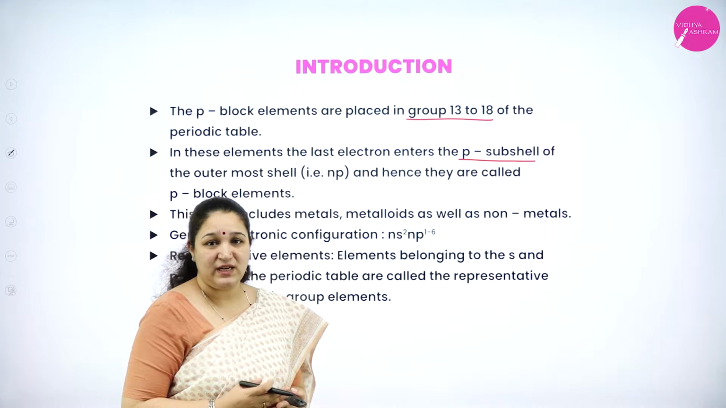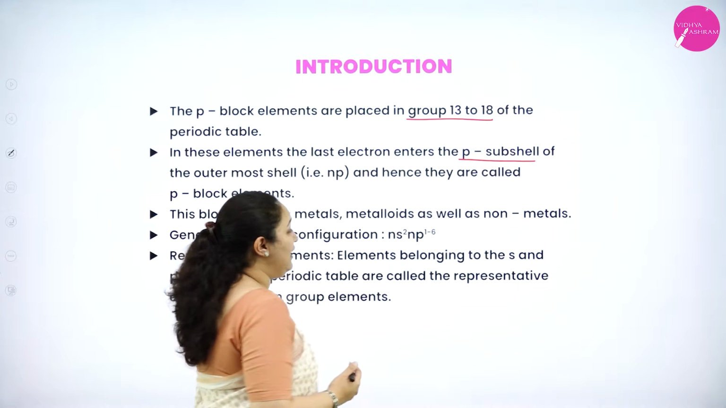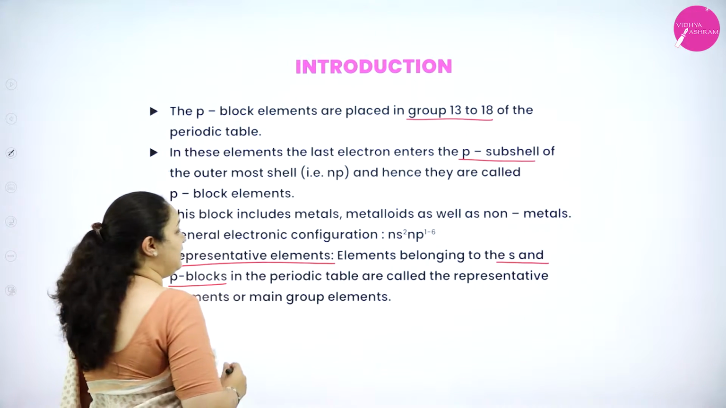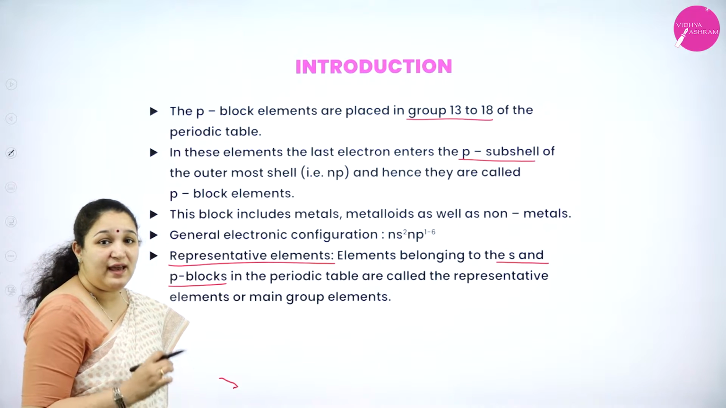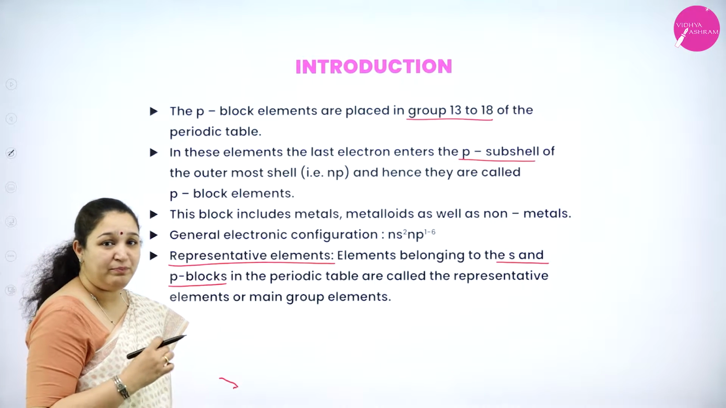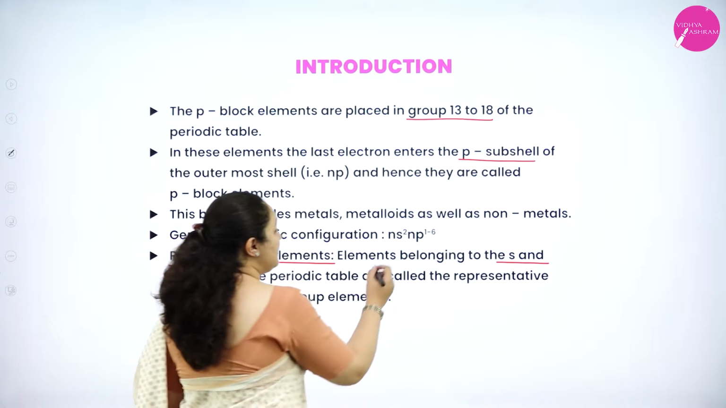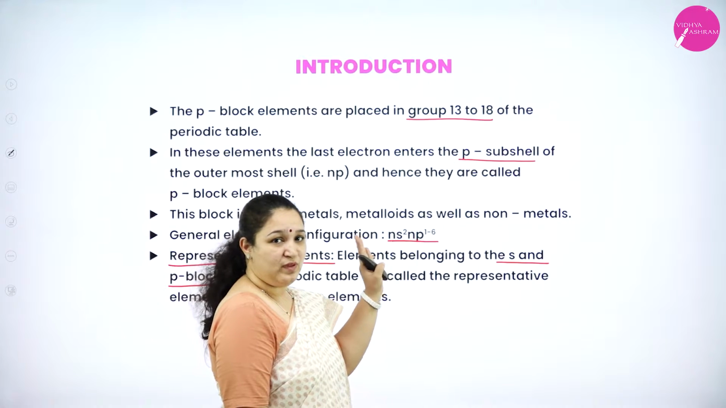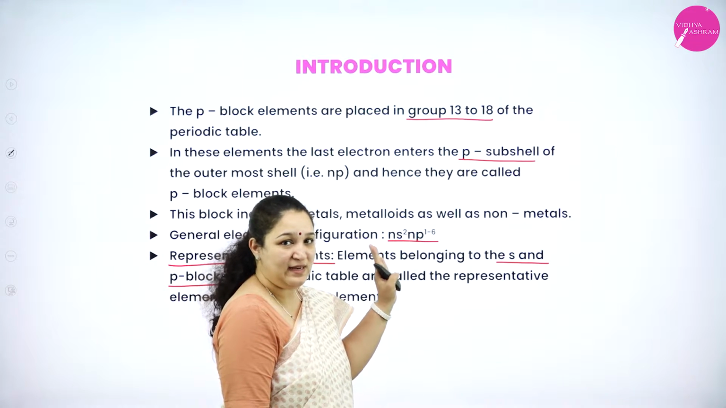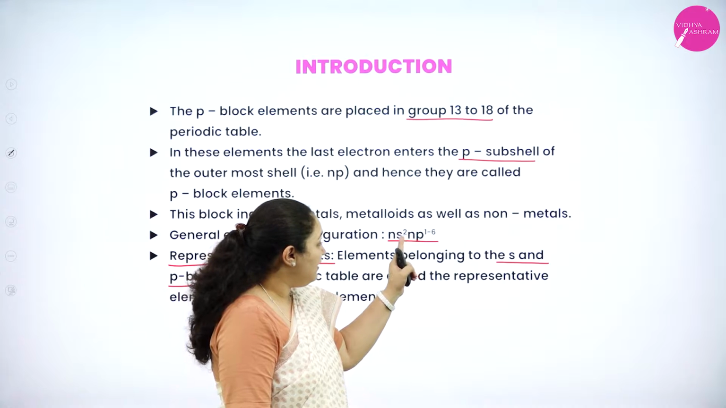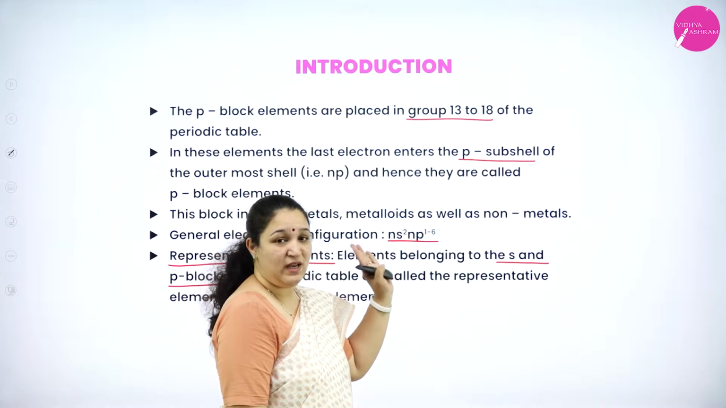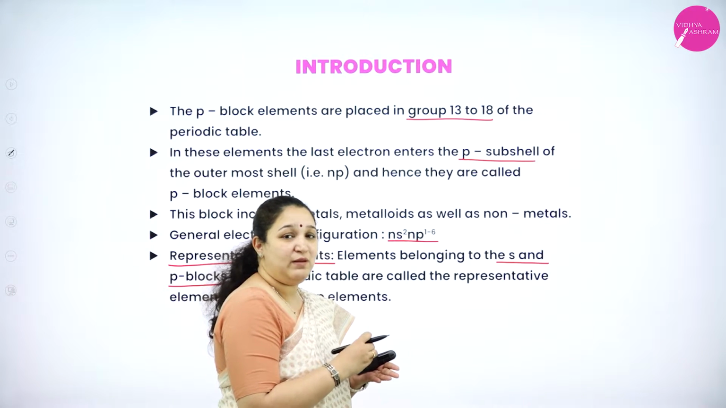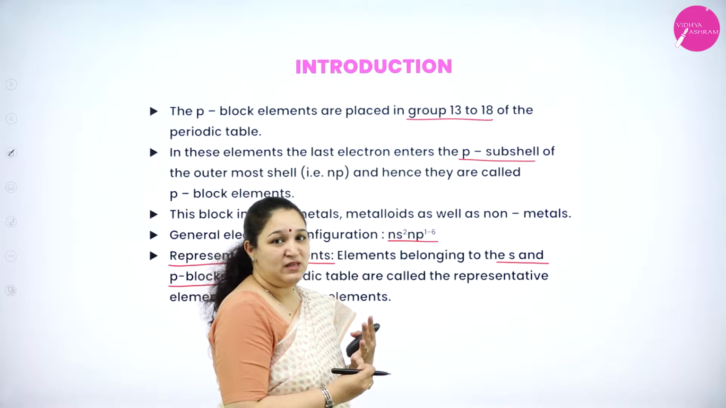Now what are representative elements? They are the elements belonging to S and P block, which are called representative elements, and the general electronic configuration of P block elements is ns2 np1 to 6. That is ns2, n is the last valence shell, and np1 to 6, that means np1 it can be, or np2, or np3, np4, np5, or it can be np6.